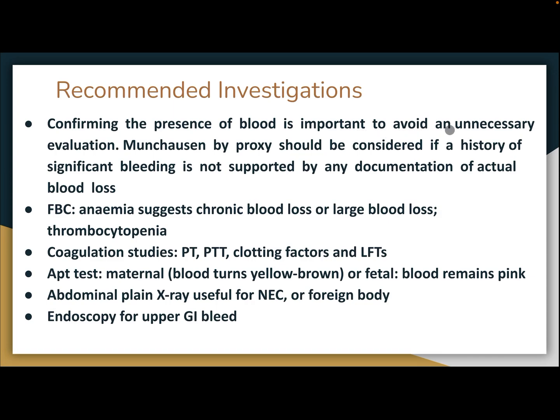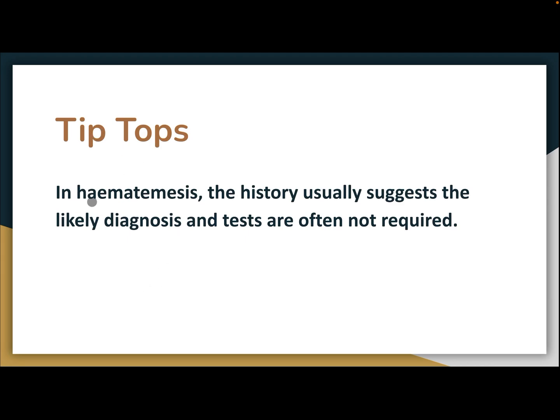Recommended investigation. Confirming the presence of blood is important to avoid an unnecessary evaluation. Munchausen by proxy should be considered if a history of significant bleeding is not supported by documentation of actual blood loss. Full blood count: anemia suggests chronic blood loss or large blood loss, and thrombocytopenia. Coagulation study: PT, PTT, clotting factors, and liver function test. APT test: maternal blood turns yellow-brown, while fetal blood remains pink. Abdominal plain X-ray is useful for necrotizing enterocolitis or foreign body. Endoscopy for upper GI bleeding.